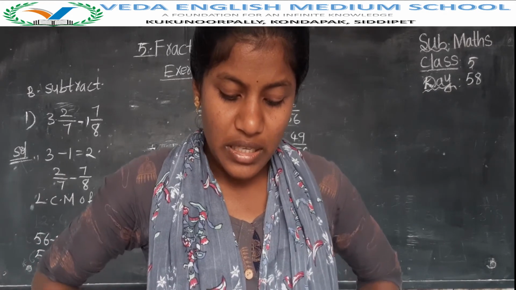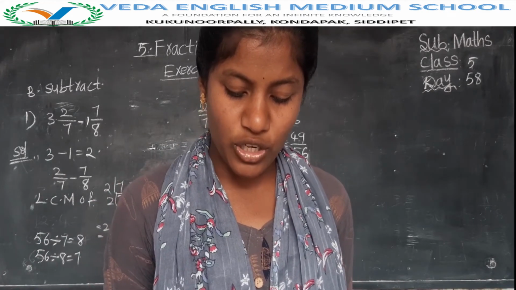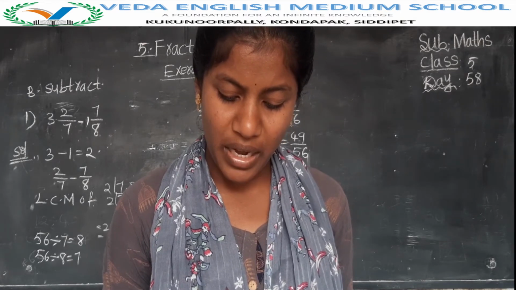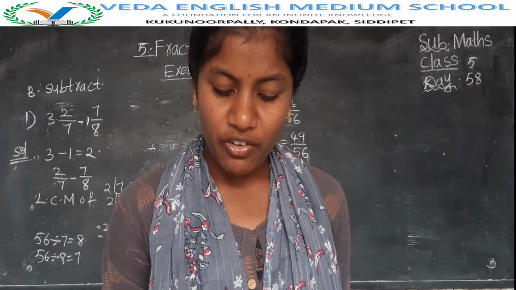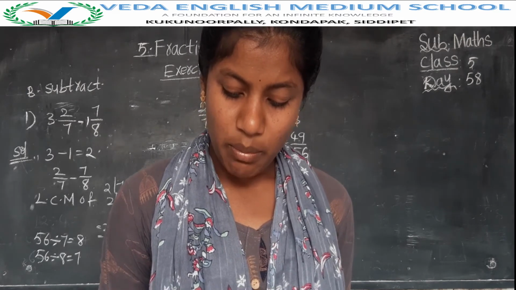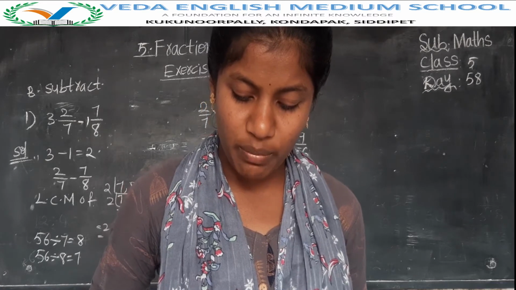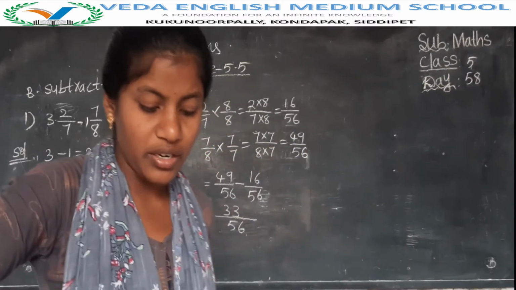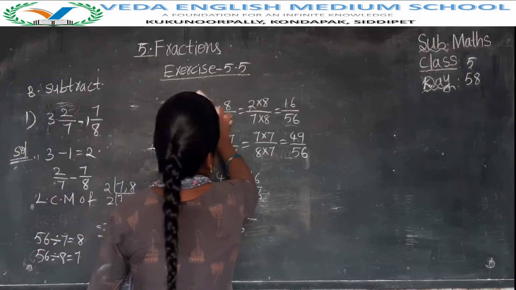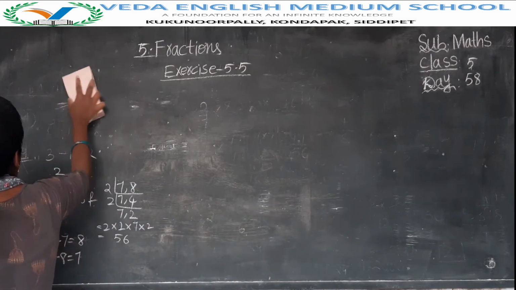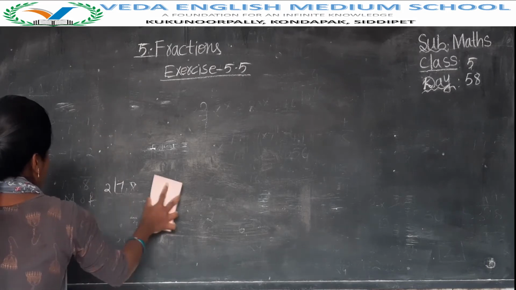See c bit, solve the word problems. In a long jump competition, Balab jumped 5 into 3 by 10 meters, Maninder jumped 4 into 1 by 5 meters. How much more did Balab jump than Maninder? How much more means we have to do subtraction.